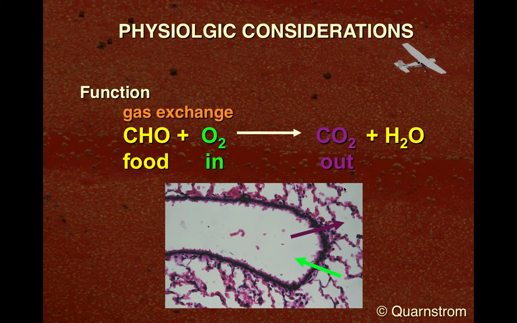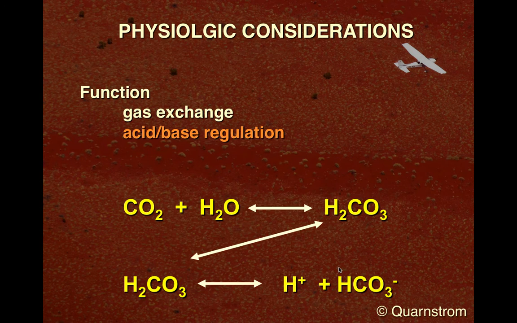We've talked a bit about this. Food plus oxygen creates carbon dioxide and water. And here you see the oxygen diffusing into the alveoli, and here you see the carbon dioxide leaving the alveoli to be breathed out. One of the functions of the lungs, of course, is gas exchange. You bring in oxygen, you breathe out carbon dioxide.